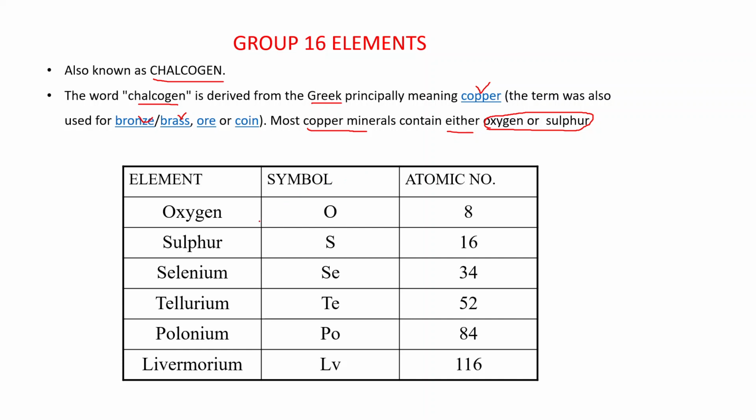Clear? These are the elements present in this group: oxygen, sulfur, selenium, tellurium, polonium and livermorium. These two, polonium and livermorium, are the radioactive elements.